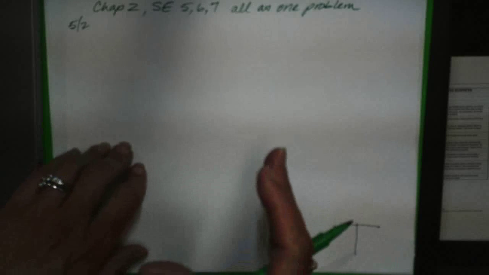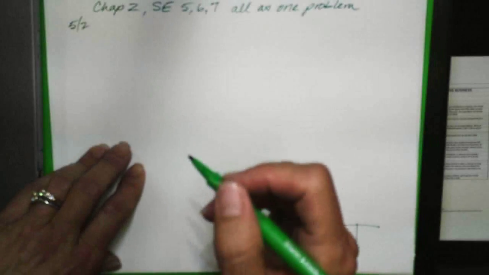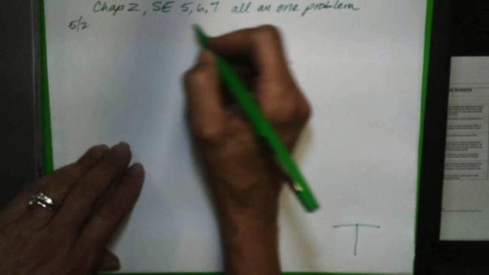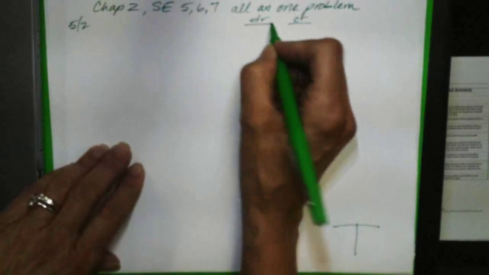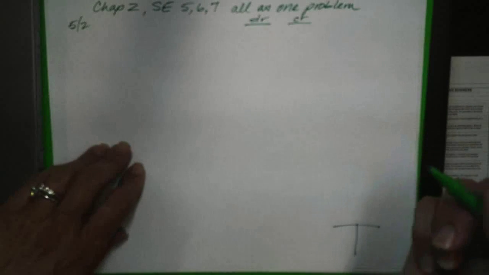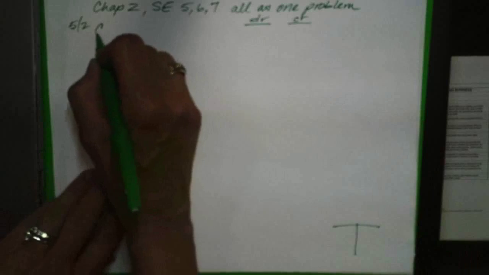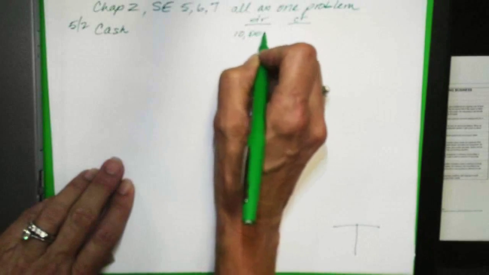So on May 2nd, it says that Sean Michael invested $10,000. Okay, well what that means is that he took his own money out of his own savings account and deposited it into a company checking account. So that means we are going to increase cash, and you know cash is an asset, and assets are increased with debits. So we are going to increase cash by debiting it for $10,000.